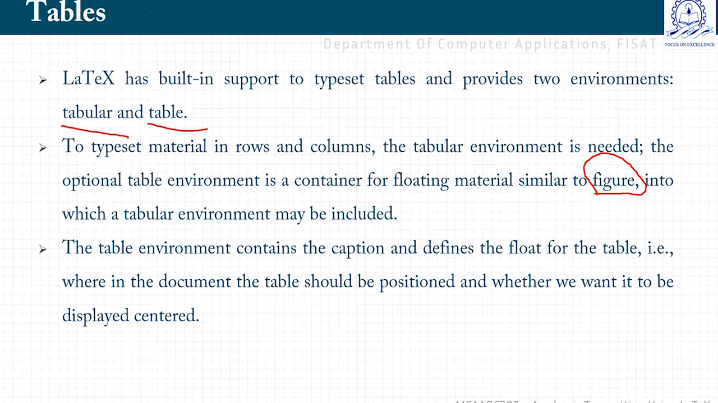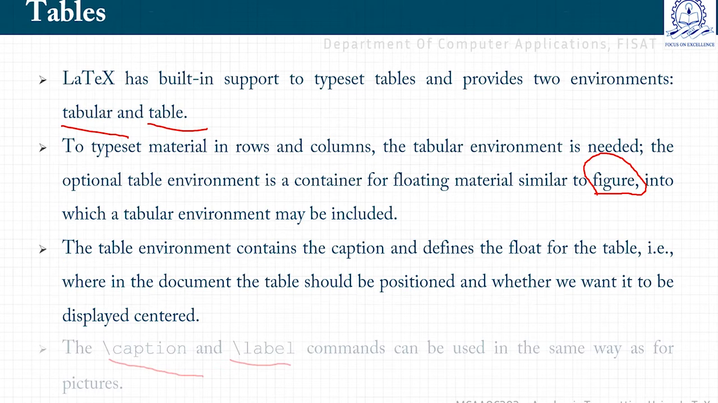The table environment contains the captions and it also defines the float for the table, which means where in the document the table should be positioned, whether it should be central aligned or left justified, etc. The caption and label commands are used in the same way as for pictures. Here the caption is used to generate table captions. The label is used to refer to the table in some other part of the document.